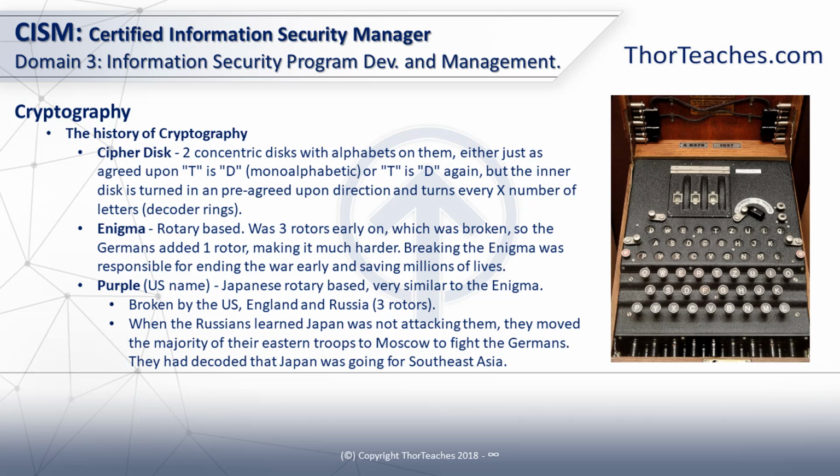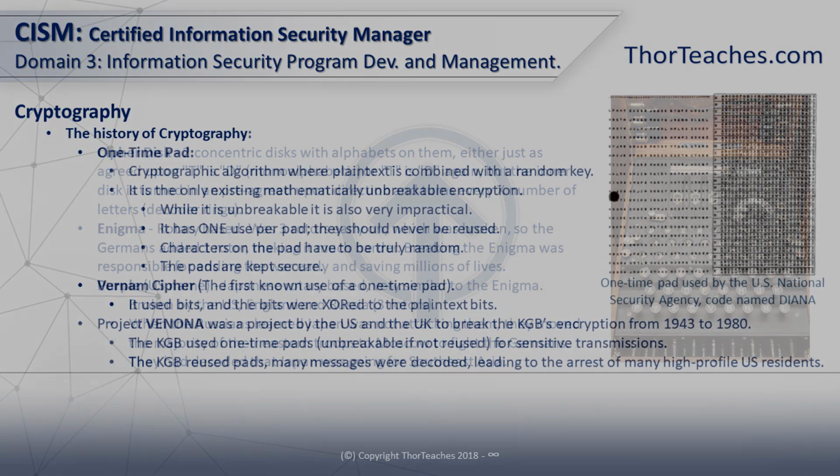Purple, that is the US name for the Japanese rotary-based encryption system from World War II as well. It's very similar to the Enigma and was broken by the US, England and Russia. It had 3 rotors just like the Enigma did early on. When Russia broke the encryption and learned that Japan was not planning to attack Russia, they moved the majority of their eastern troops to Moscow to fight the Germans. They had decoded messages saying Japan was going for Southeast Asia.